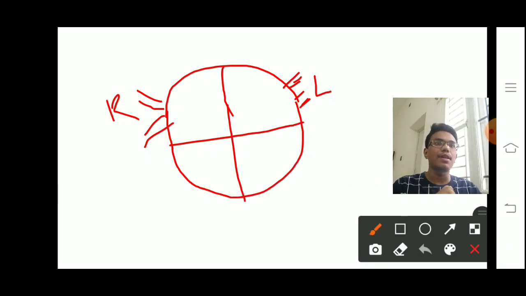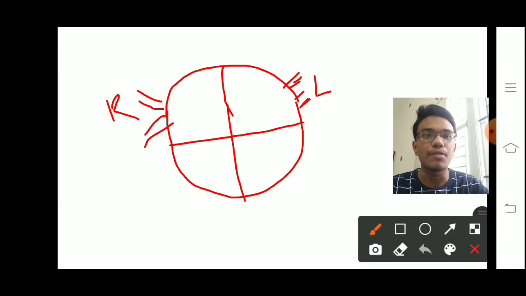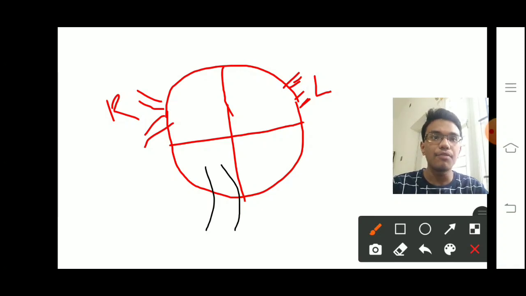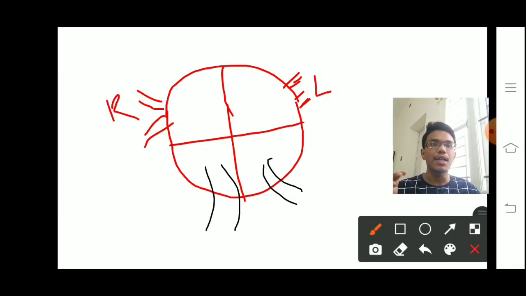Generally, from the right ventricle, what will arise? Pulmonary trunk, and from the left ventricle, aorta will arise. But here in this condition, from the right ventricle, aorta arises, and from the left ventricle, pulmonary trunk arises. As you can see, the pulmonary artery and the aorta get interchanged. The position of them got interchanged, leading to the arising of aorta from the right ventricle and arising of pulmonary trunk from the left ventricle.